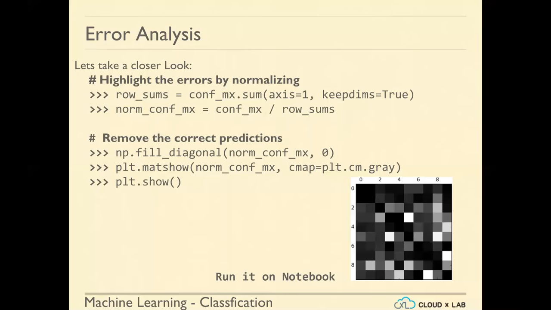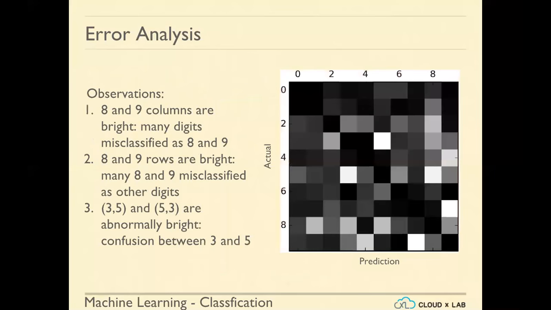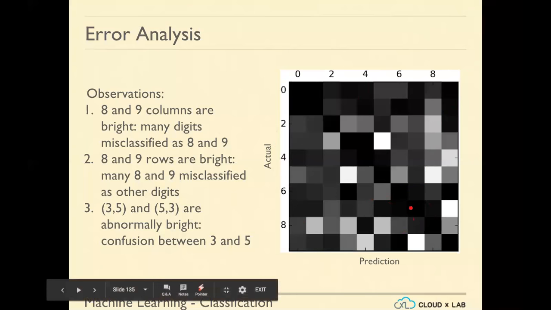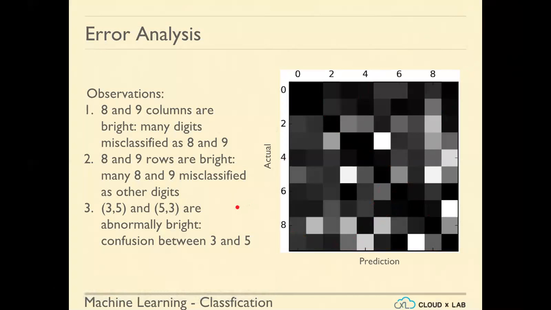Great, great. So yes, your observations are very right. The 8 and 9 columns are bright, meaning many digits are being classified as those. Yes, this is far more meaningful than the previous one, because here we have normalized the values, made them relative, and removed the diagonal. And 3, 5, 5, 3 are abnormally bright.